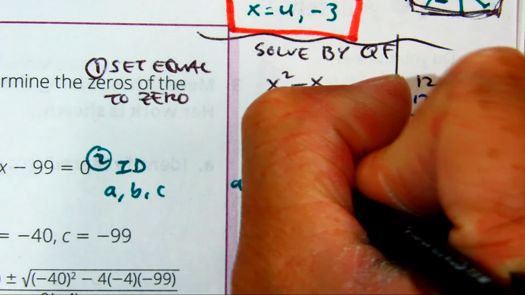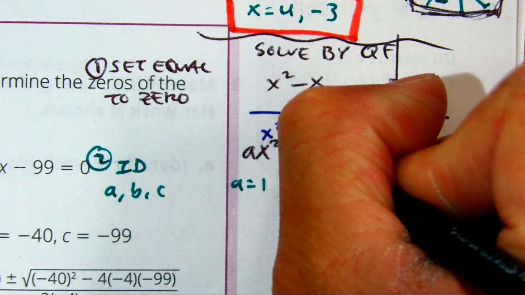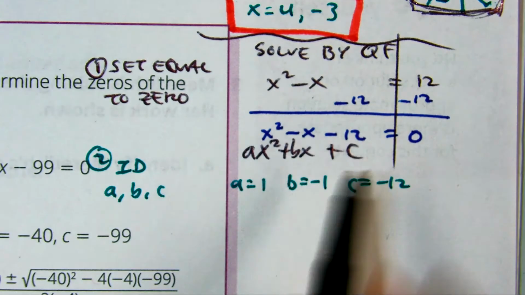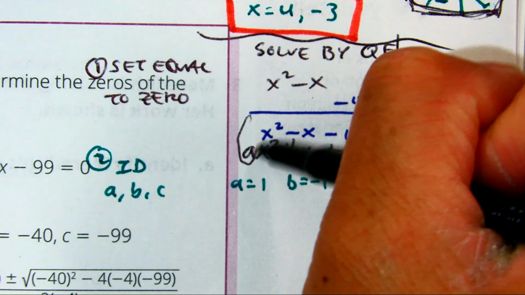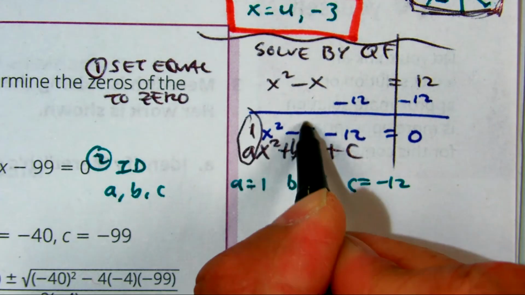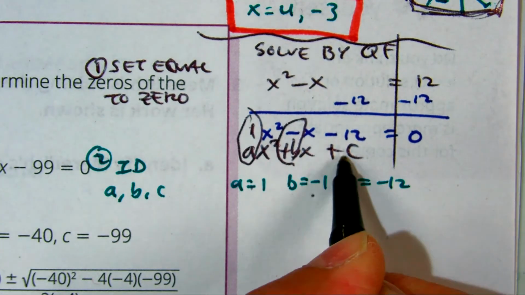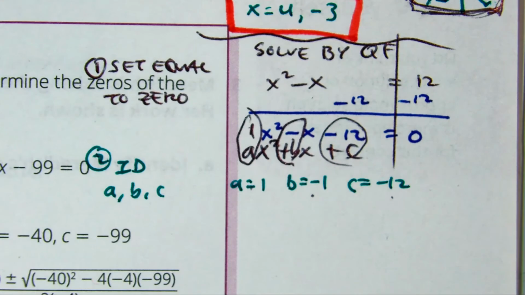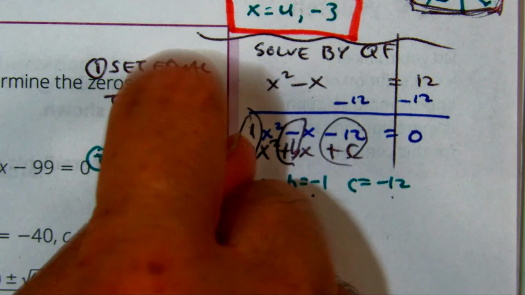Ax squared plus bx plus c equals 0. Yes, correct. So if you write the form right there, you can see that your A is equal to 1. B value is equal to negative 1. And your C value is equal to negative 12. Set equal to 0, identify your A, B, and C.